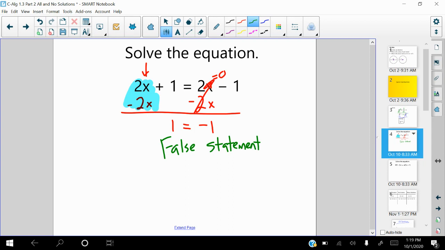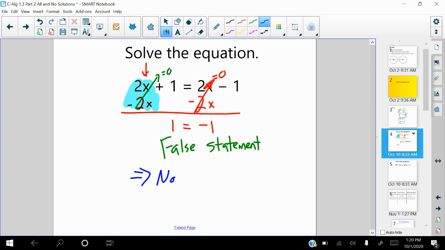And notice how we're only left with constants here. Our variables canceled out. We had the same term on both sides of the equal sign. So when we perform that inverse operation, in this case subtracting 2x from both sides, they both went to 0. So we're just left with 1 is equal to -1. But we know that's false. So this is our first case of a special case equation.